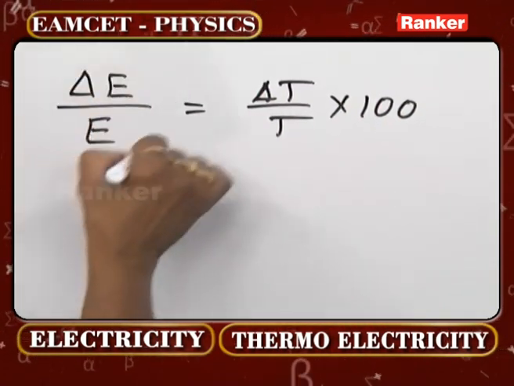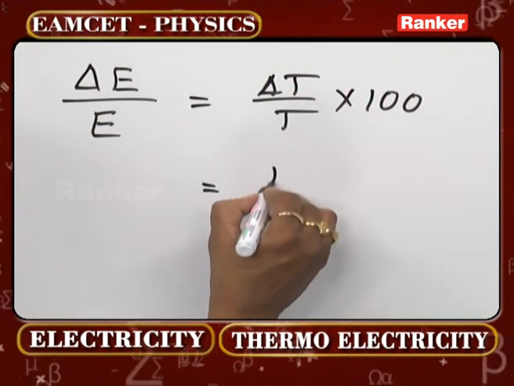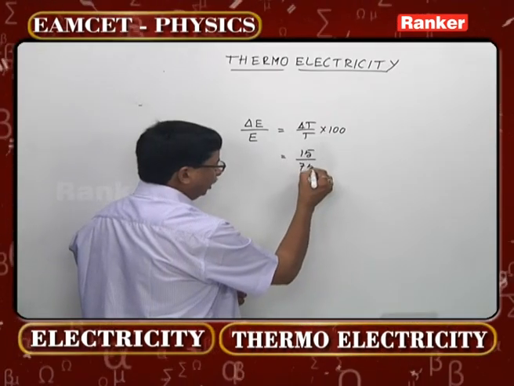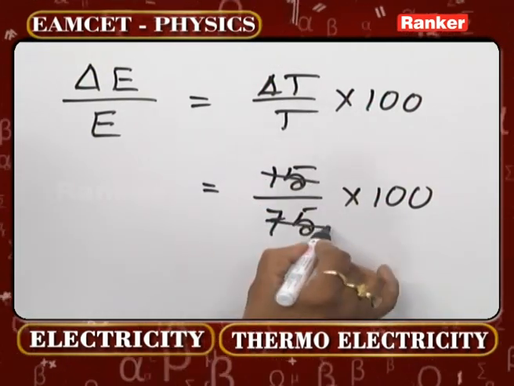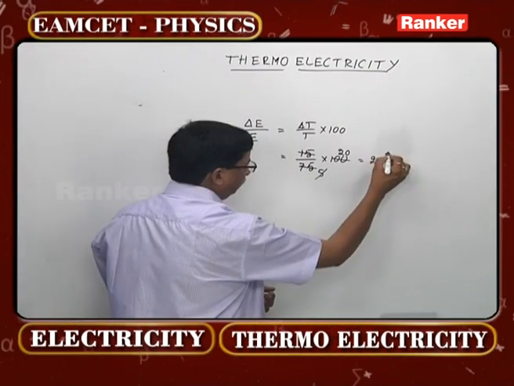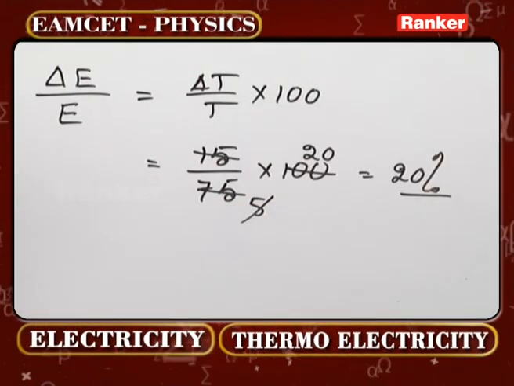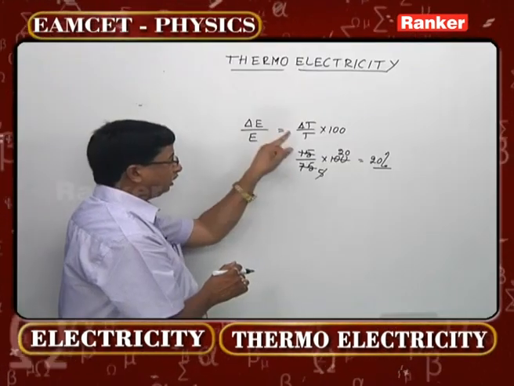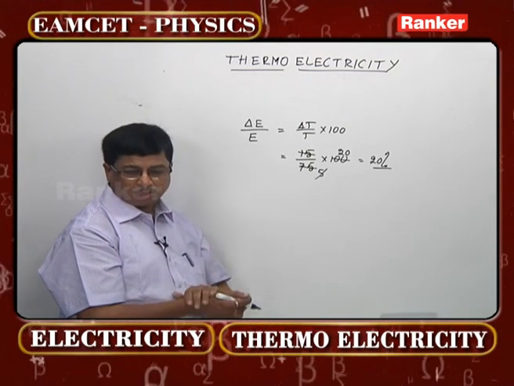So the fractional change in EMF is equal to change of temperature, how much it is? 15, by original temperature, how much is that? 75 into 100. You can certainly understand this one going 5 times. So 5 cancels here, 20 times. So what percentage will you have here please? 20%. So among the options, the second option is going to be the correct one. Percentage change in EMF is as well equivalent to percentage change in the variation in temperature. That is the point you have to understand.